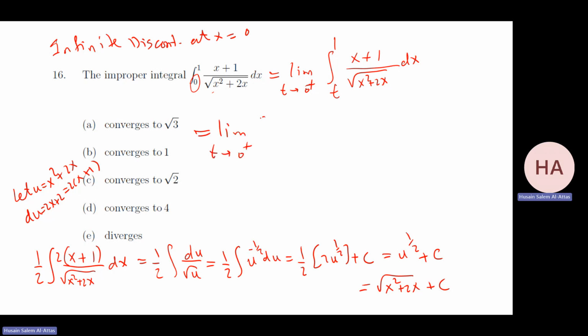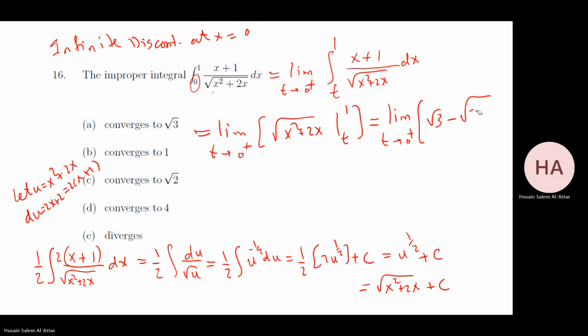Now the remaining part is the limit after I do the substitution. That will be the limit as t goes to 0 from the right. Substitute the 1: I have square root of 3 minus square root of t square plus 2t. This is 0, square root of 0 is 0. So I have square root of 3 minus 0, which is square root of 3. And this is my answer.